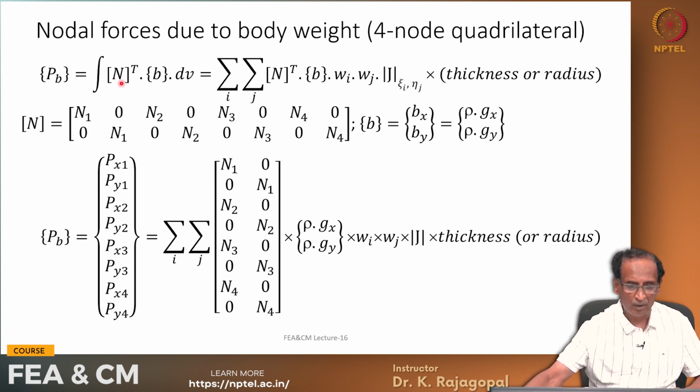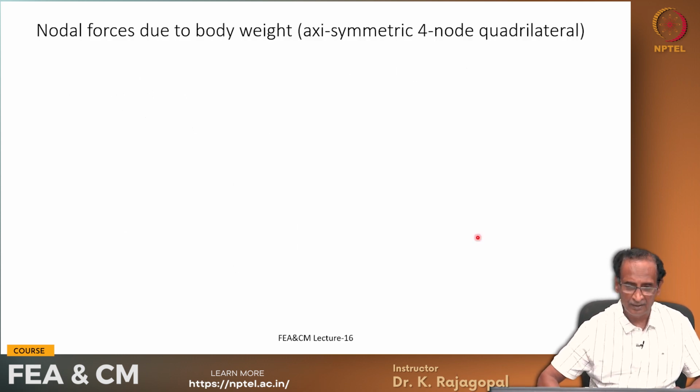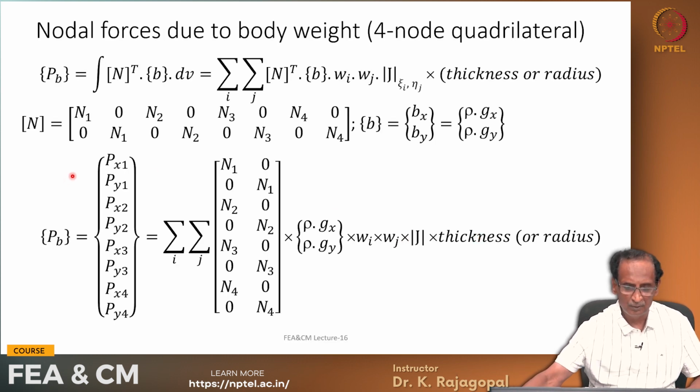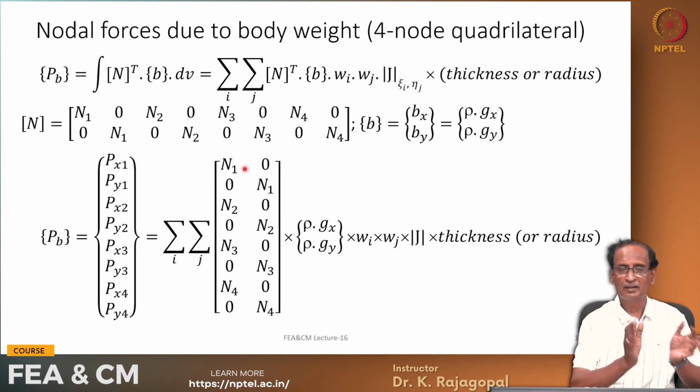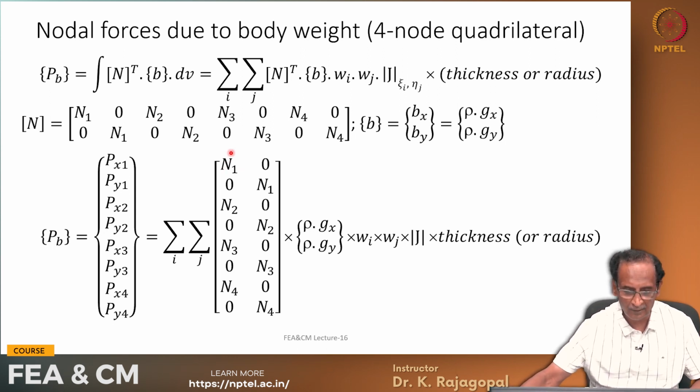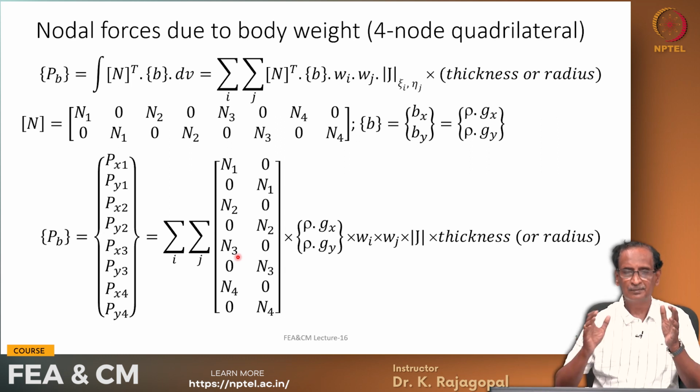So this product can be written like this: double summation and then N transpose B Wi Wj, and then the determinant of the Jacobian matrix, and so on. Although we write like this, inside a computer program we are going to evaluate each of these separately and then assemble them in a matrix form or in a vector form. So, do not be too confused by looking at this matrix.